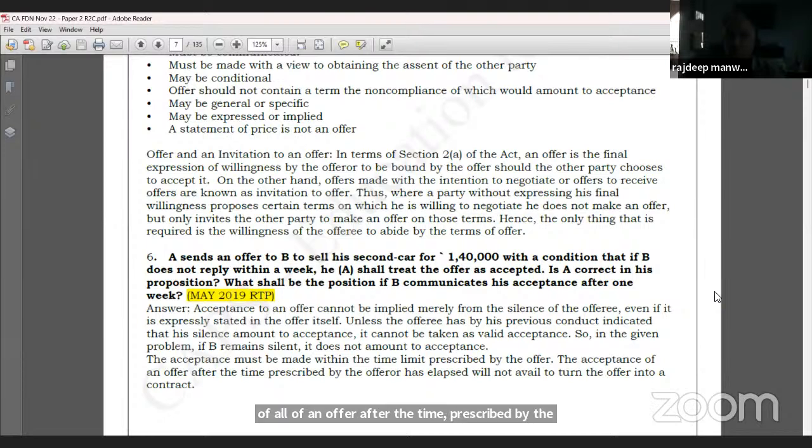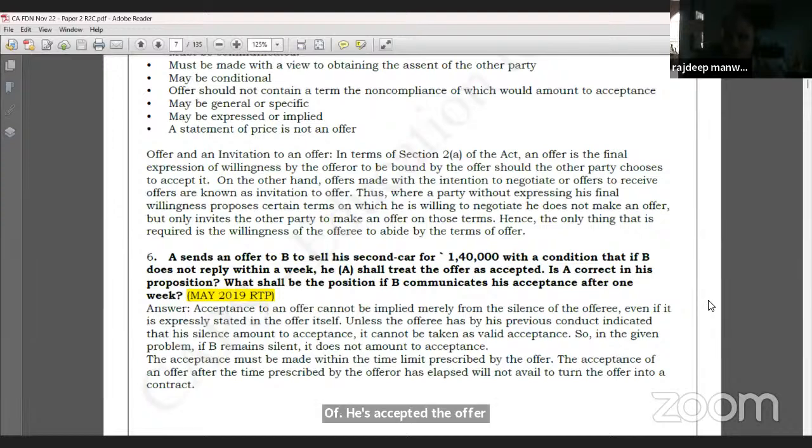But here he has not said you have to accept it. He says if you don't reply within 1 week, it is considered as acceptance. Yes, sir. So the acceptance of an offer after the time prescribed by the offerer has elapsed will not avail to turn the offer into a contract. But here the offerer has not told that if you don't reply within 1 week, I'll cancel the offer, right? He's told if you don't reply within 1 week, I'll consider it as he's accepted the offer.